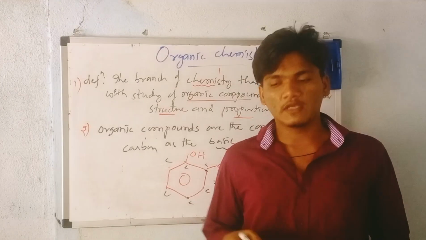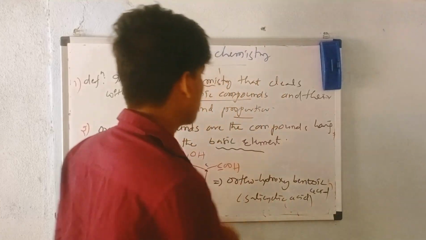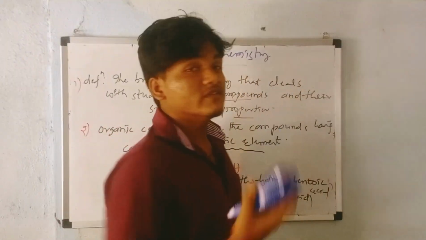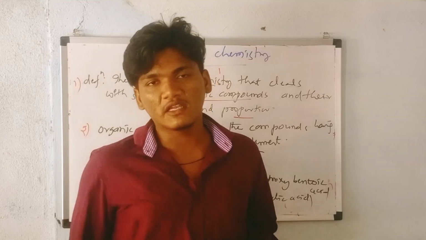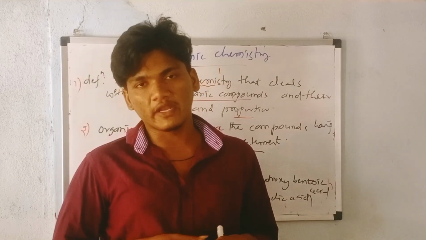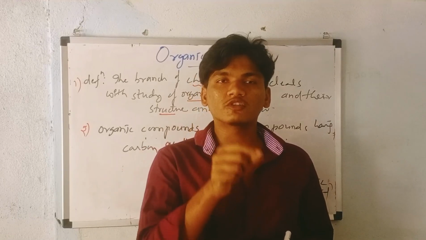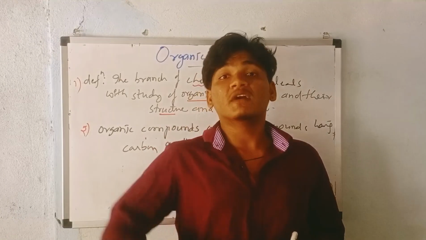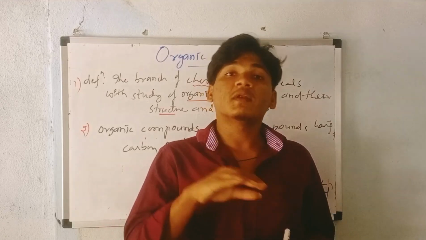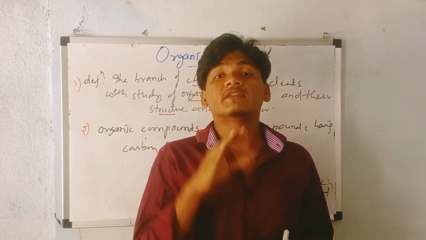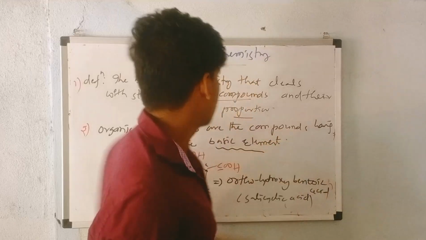Carbon is the basic element. Now we discuss some compounds that have carbon as an element, but they are not organic compounds. We have discussed that organic compounds are compounds in which carbon is a basic element. But in some compounds, carbon is present as a basic element, yet they are not organic compounds. Let me see that.